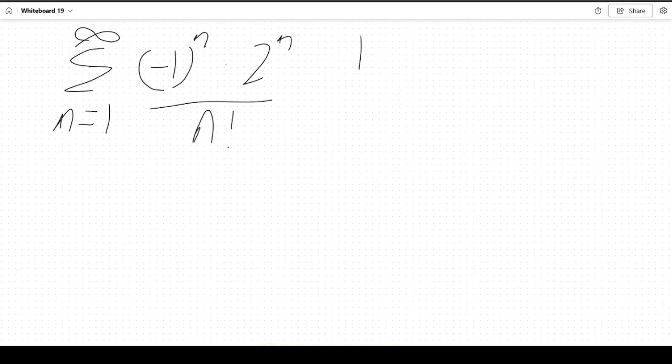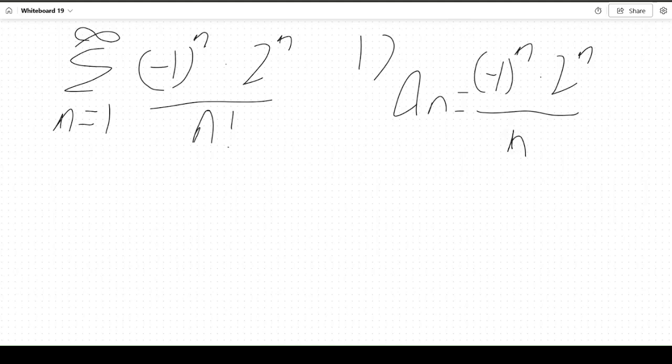First of all, we have to rewrite this as a_n. So this would just be negative 1 to the n times 2 to the n over n factorial. Also, the exclamation point is called factorial. And the next step is we want to do our a_(n+1).